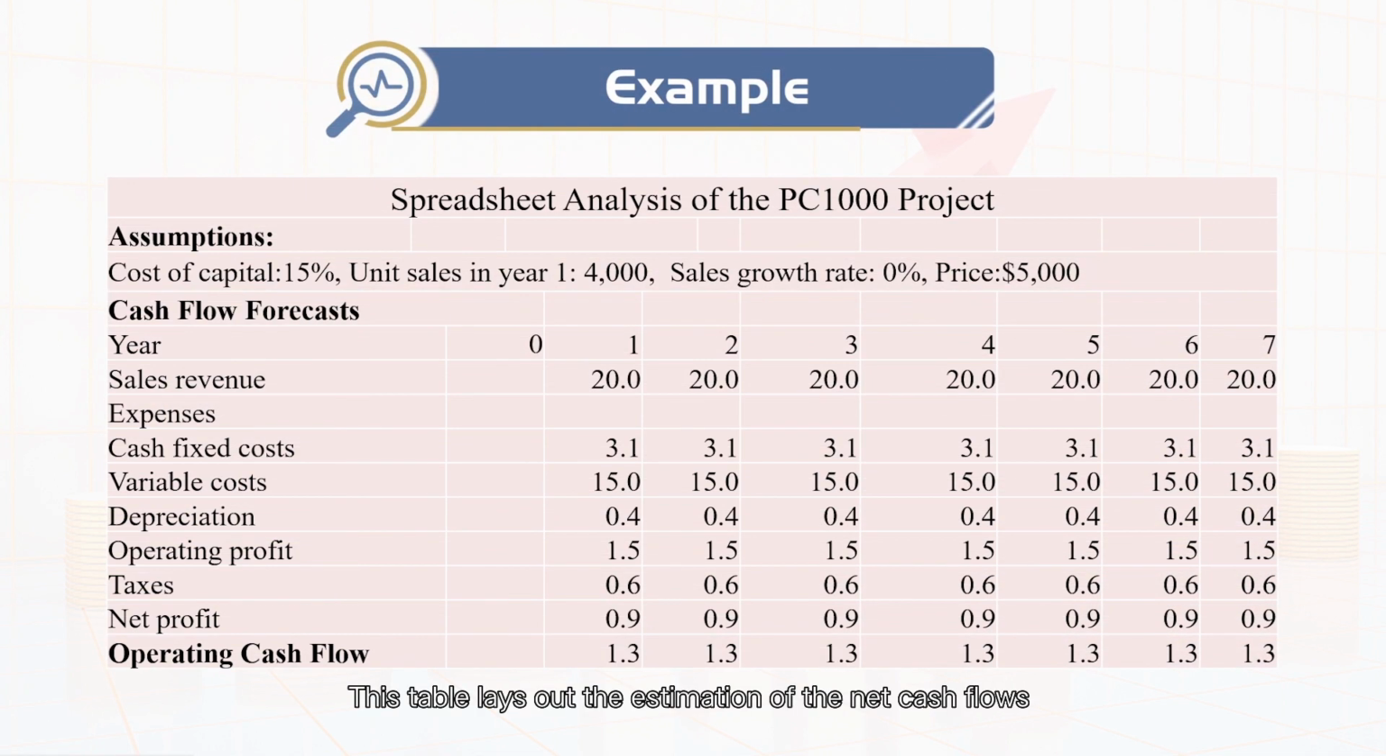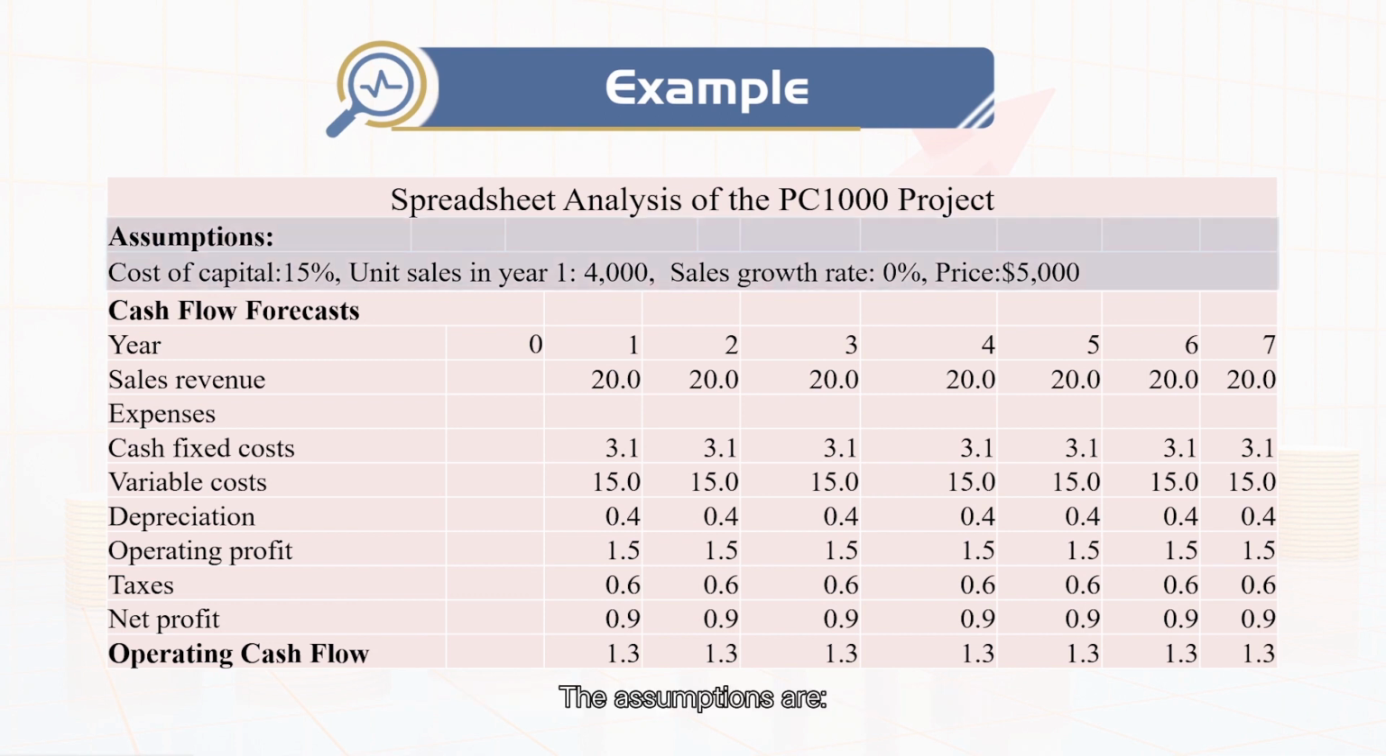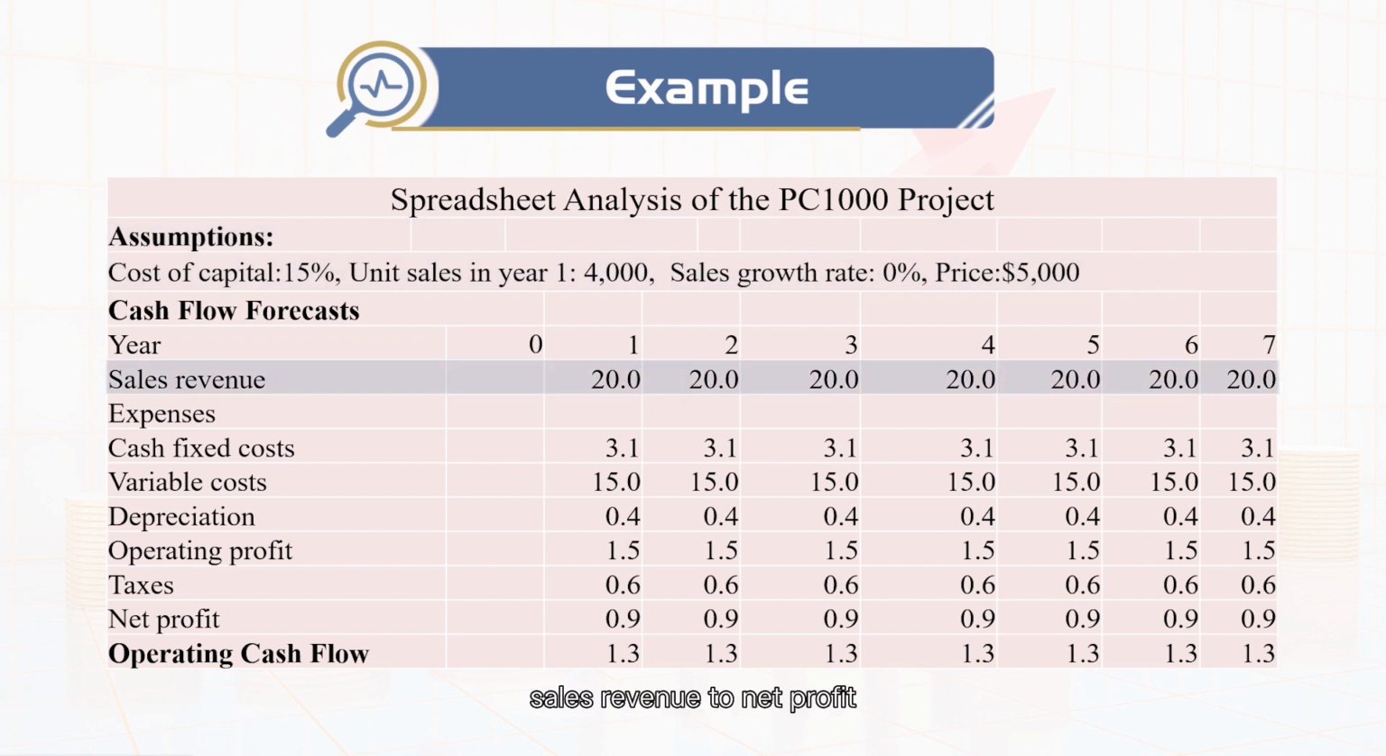This table lays out the estimation of the net cash flows for the PC1000 project in a spreadsheet format. The assumptions are: cost of capital is 15%, unit sales in year 1 is 4,000, sales growth rate is 0%, and the price of each unit is $5,000. The contents, sales revenue to net profit, are forecasts of the project's income statements over the next 7 years.